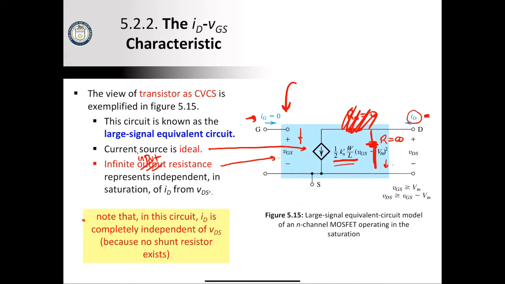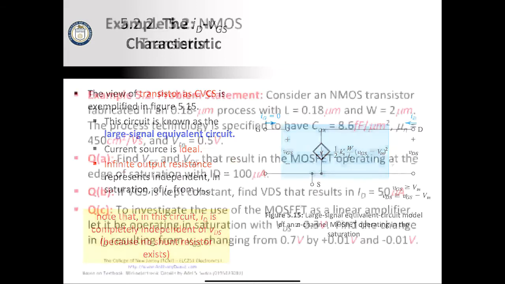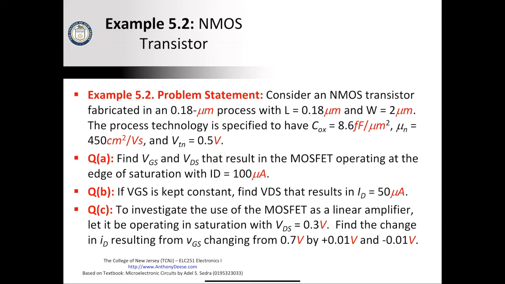So note that in this circuit, ID is completely independent of VDS, and that's again because we've assumed that there's no shunt resistor, or that the resistance there is infinite. Okay, so let's take a look at another example.